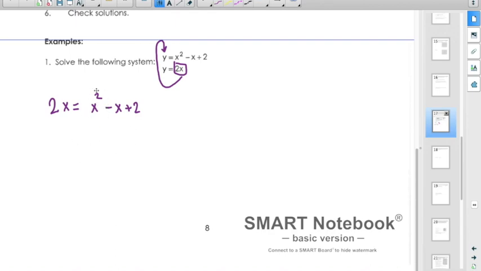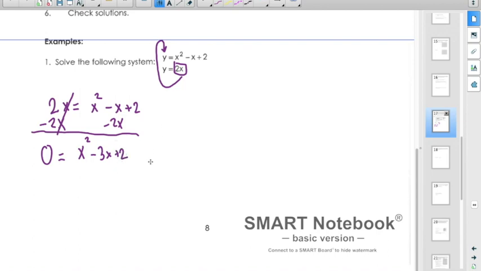Now recall, this is an x squared, so I want to move everything to one side because I'm going to have to factor it out because of that squared. So let's subtract 2x from both sides. That cancels out on the left side. So I'm left with 0 on this left side is equal to x squared minus 4x plus 2.